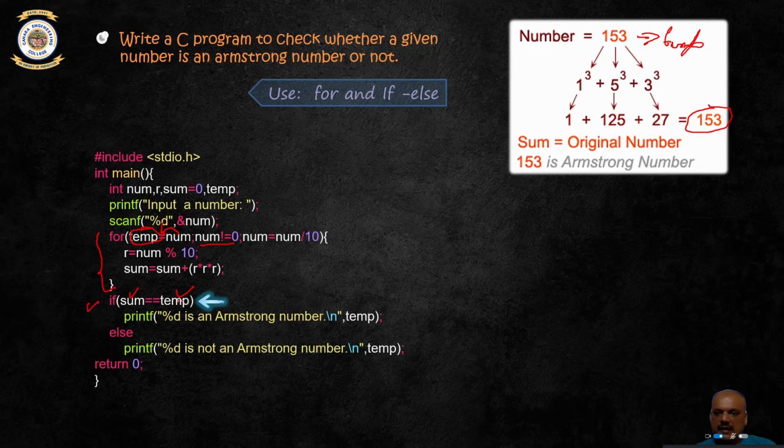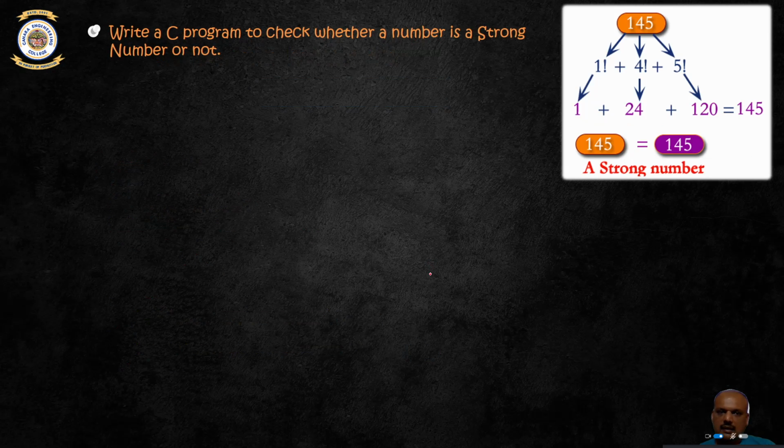Okay, and if they are the same, then I print out a message saying that the given number is an Armstrong number, else I print out a message saying that the given number is not an Armstrong number. Okay, so hope you have got this logic. Okay, and let's look into another piece of code.